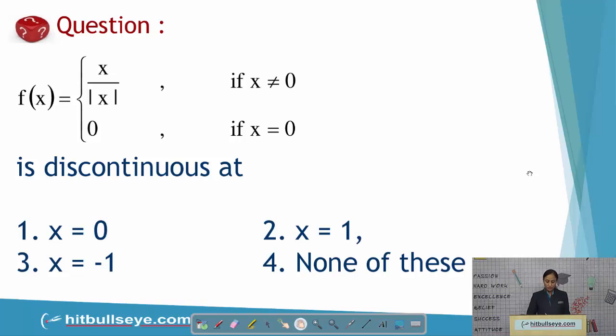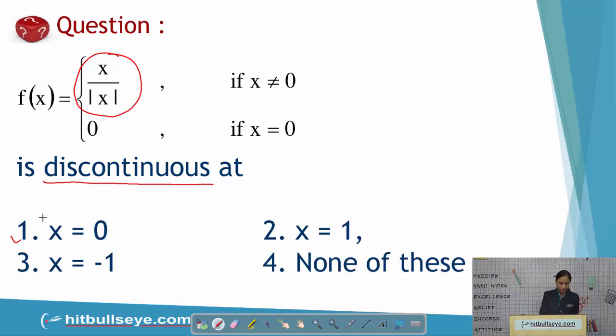Now in this question, if you remember, we had talked about this limit under the category of limits not existing at x equal to 0. Since the limit of this function is non-existing, why? Because the right hand limit will not be equal to the left hand limit. Therefore, if the limit does not exist, the function has to be discontinuous at x equal to 0. So the correct option is the first option.